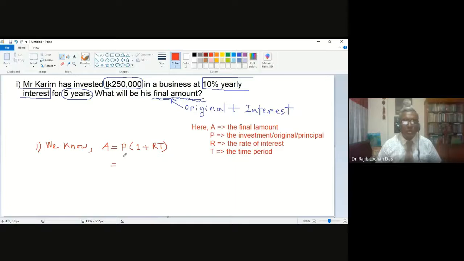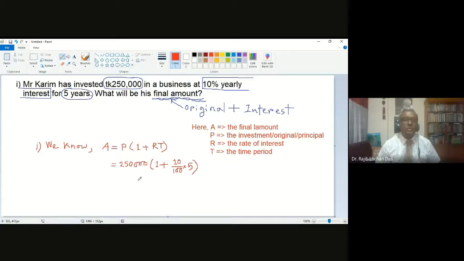You know the P value. P value is 250,000. So you put it here, and then it is 1, and then it is plus R. So R is what? R is 10%. If you write 10%, then fine. If you write 0.1, then fine. 10% is 10 by 100. And what is T? T is 5. So 5 you put here.